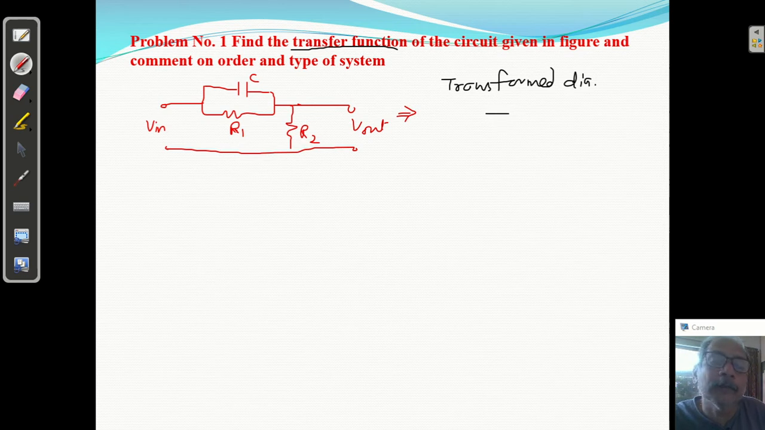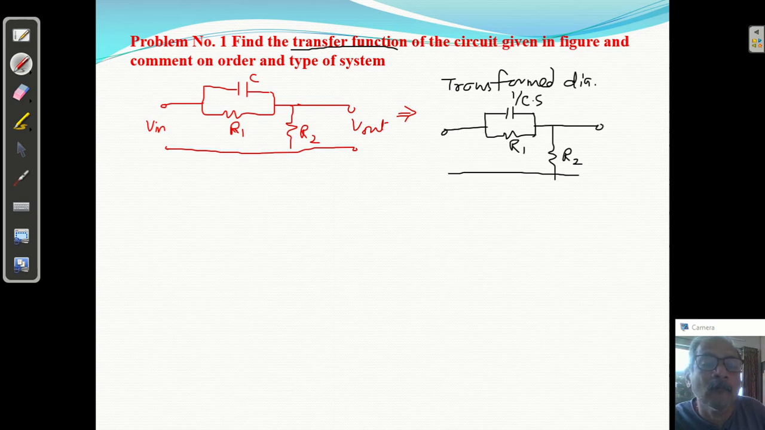C will be converted into 1 upon Cs. Resistance will be resistance, say R1. This is R2. This is V out of S, V in of S. And we have only one loop, so this is the current, say I of S. This is in the S domain.